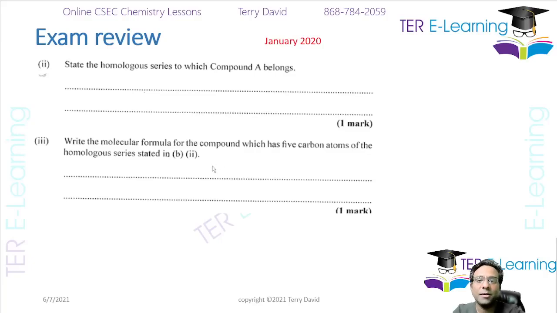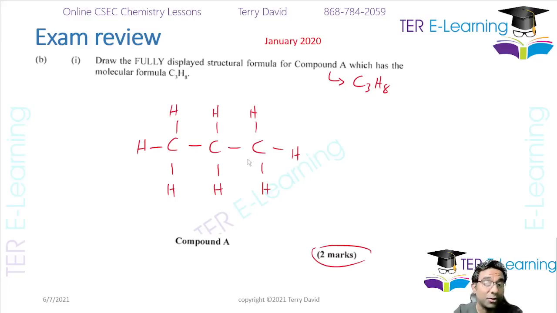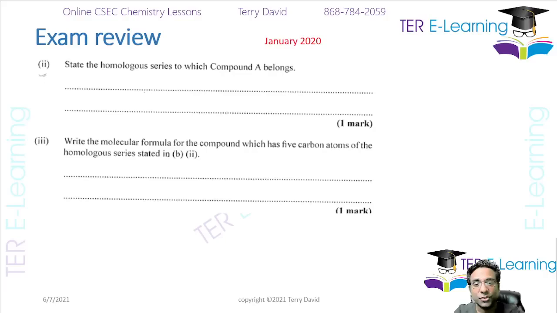Next part here. State the homologous series to which this compound belongs. So C3H8, if you look at this compound here, all you have is carbon and hydrogen present, and there are only single bonds. There are no double bonds here. So that automatically tells me here what? This is an alkene. That's what this is.